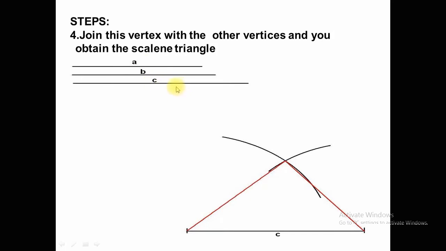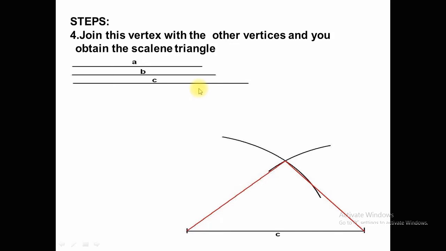For example, C is the largest side, then take C as a base. The largest side is considered as a base. The length of the largest side is considered as a base. So this point is very important.